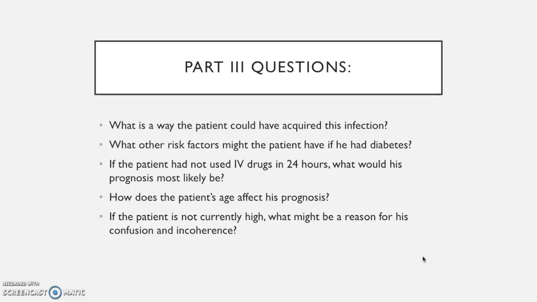So some questions for part 3. What is a way that this patient could have acquired his infection? What were his risk factors? And what other risk factors might the patient have if he had diabetes? So why would someone with diabetes have a higher risk of getting necrotizing fasciitis? If the patient had not used IV drugs in 24 hours, what would his prognosis most likely be? So if his last injection was 24 hours ago and he has necrotizing fasciitis now, what would his prognosis be? How does the patient's age affect his prognosis? And if the patient is not currently high, what might the reason for his confusion and incoherence be?